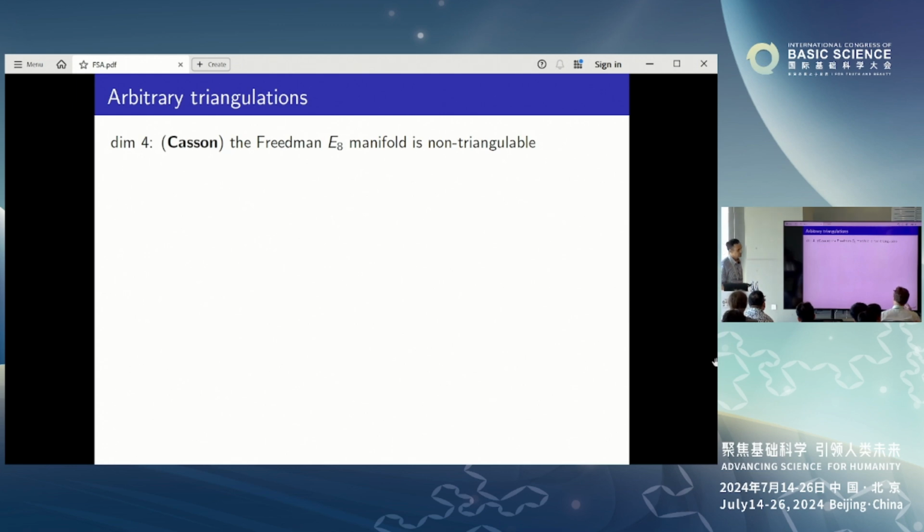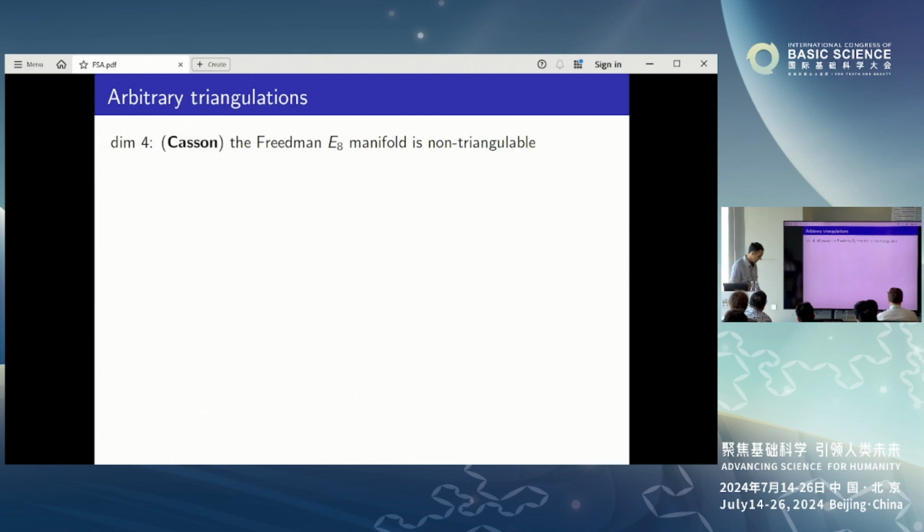Okay. All right, so now we can ask about arbitrary triangulations. Do topological manifolds admit arbitrary triangulations? I mean, maybe they don't admit PL triangulations, but do they admit any triangulations?